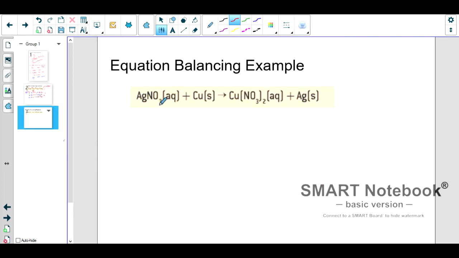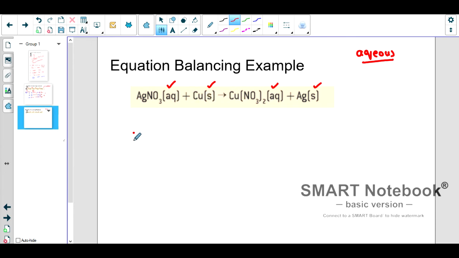Let me mention one thing here. What is inside the bracket is very important information, but it is not involved in balancing. It just tells you in which form or state of matter this particular compound or element is present. Like aq stands for aqueous, and aqueous means something that is dissolved in water. S stands for solid, g stands for gas, and l stands for liquid. So it's not important in balancing.